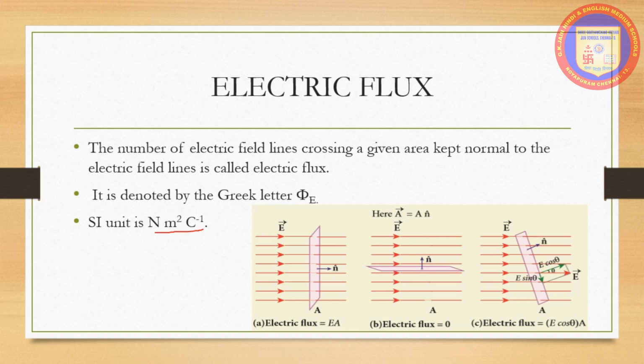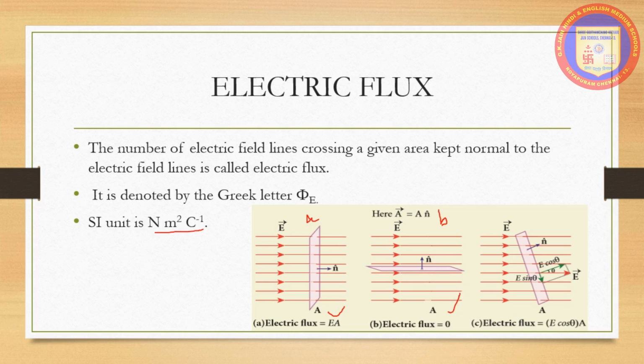Consider a uniform electric field in a region of space. Let us choose an area A normal to the electric field lines. Phi E is equal to EA, which is shown in diagram A. Suppose the area A is kept parallel to the uniform electric field, then no electric field lines pierce through the area A. So the electric flux for this case is 0. Phi E is equal to 0.